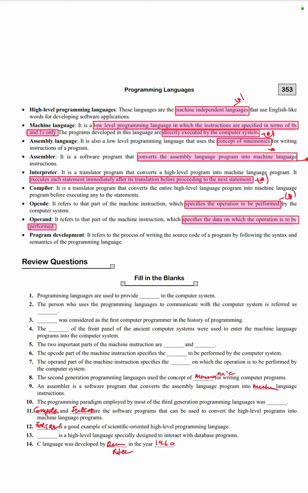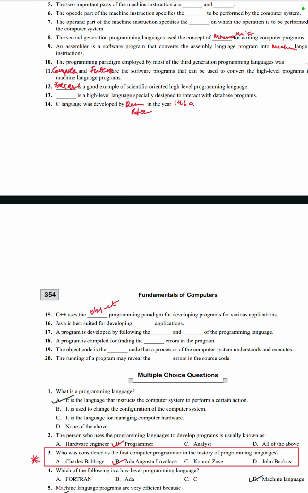Compiler and interpreter are the software programs that can be used to convert high level programs into machine language programs. Fortran is a good example of a scientific oriented high level programming language. Fourth generation languages interact with database management. C++ uses the object oriented programming paradigm for developing programs for various applications.